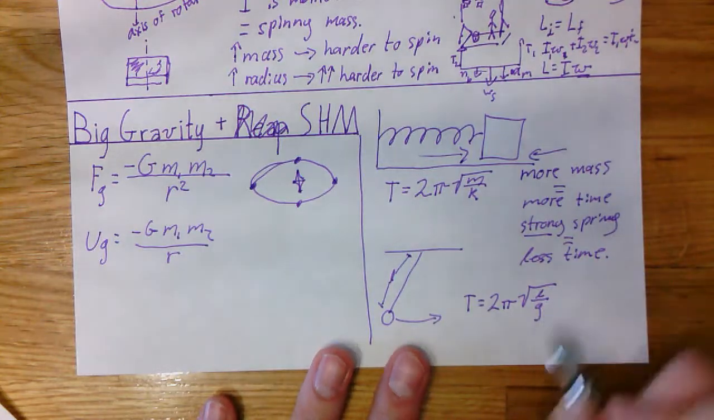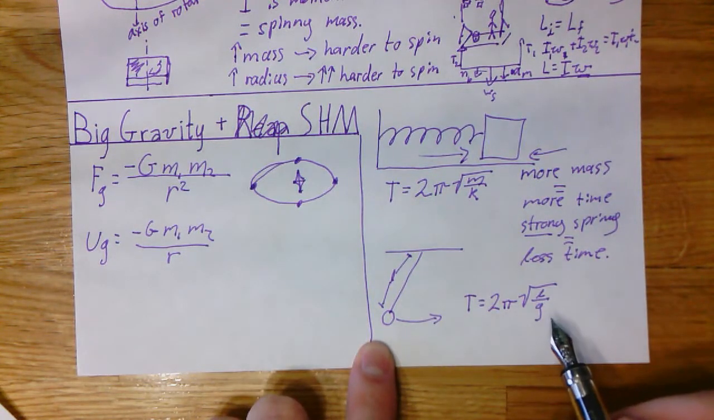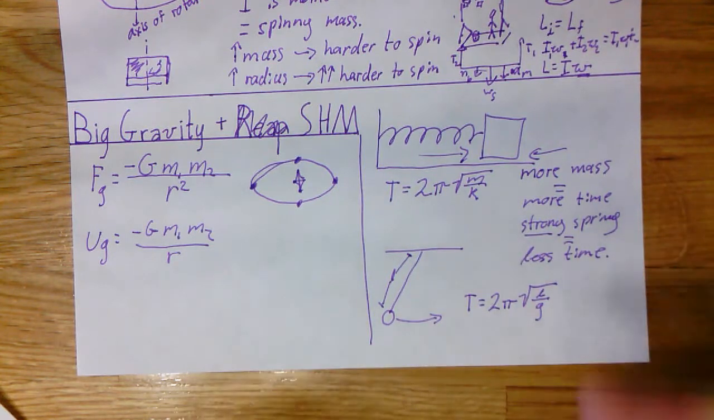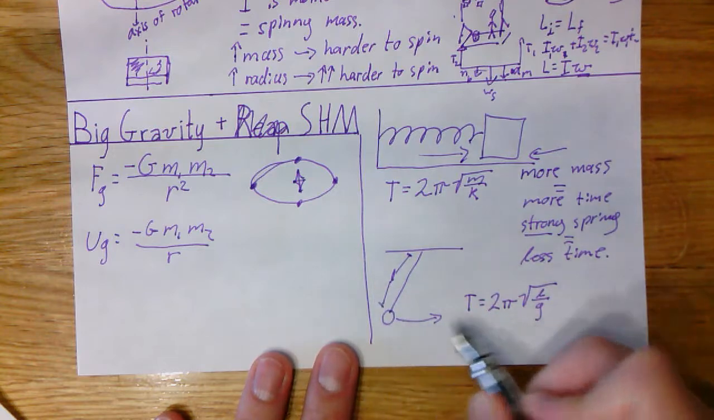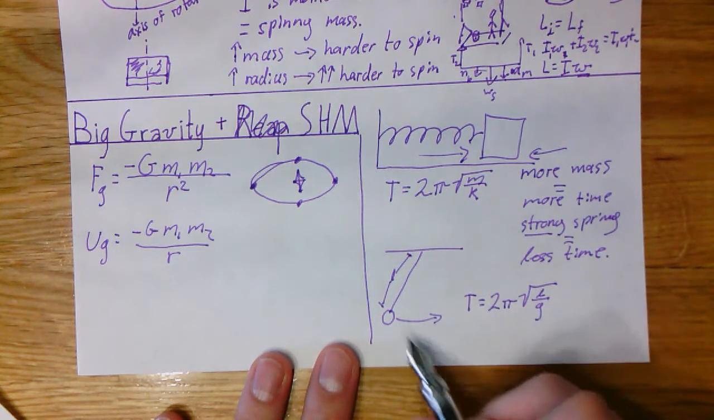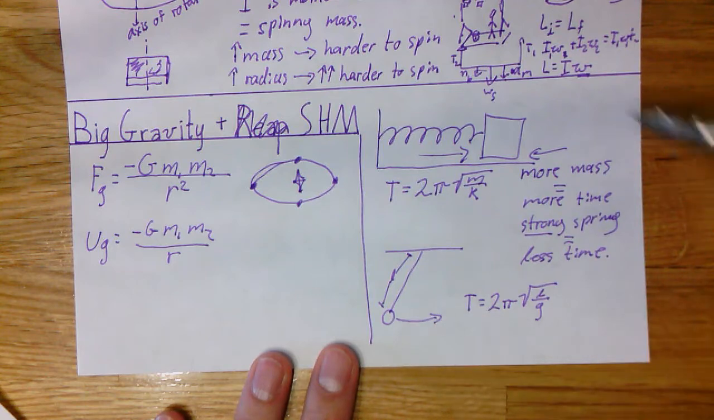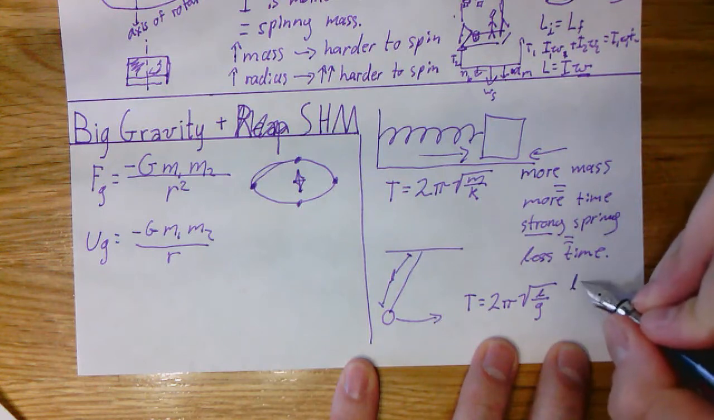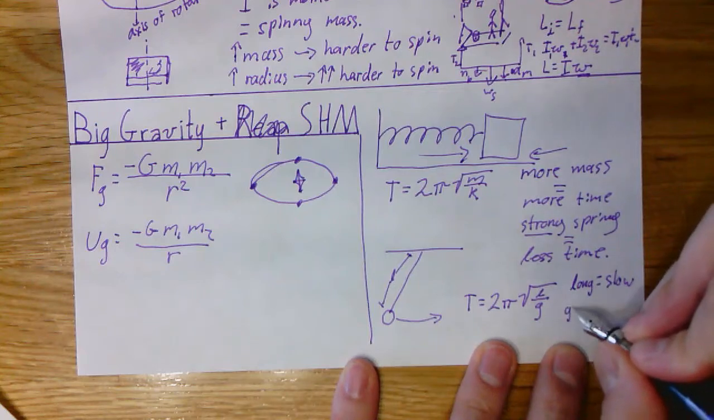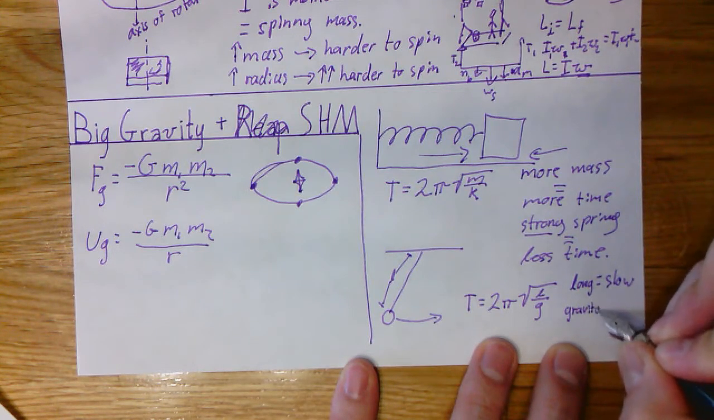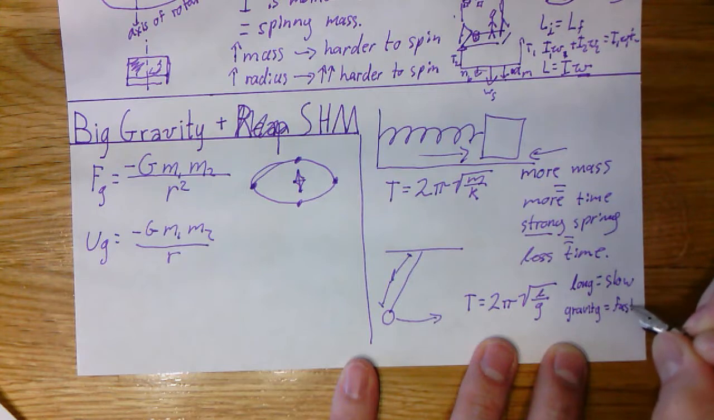Okay. G is how strong gravity is. Notice how strong the spring is, how strong gravity is. The bottom thing is basically how strong our restoring force, or the force driving the system, is. So the stronger the force, it's going to pull it really hard, and it's going to swing fast. So it's going to go swing, swing, swing, swing super fast. The stronger gravity, the less time this takes. So long equals slow. Gravity equals fast. Okay.